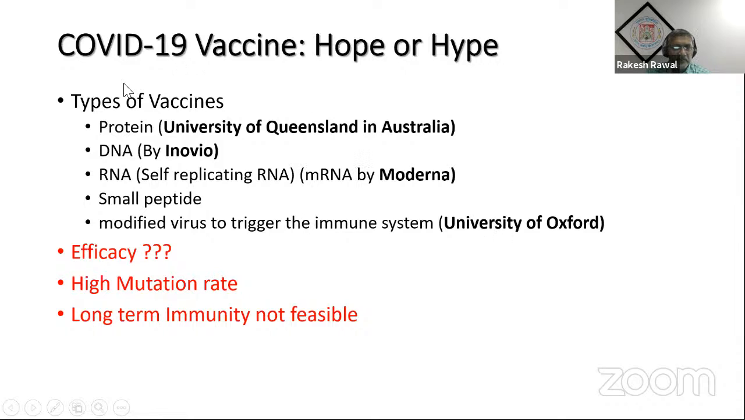So there are many different types of that, and therefore people look at it with a question of how efficacious it is, or which one is more efficacious, and what if the virus keeps on changing its genome, or if the mutation is high, will it still be effective? And what about long-term immunity, or do we have to take this every year? So a lot of questions are there in the minds of people.